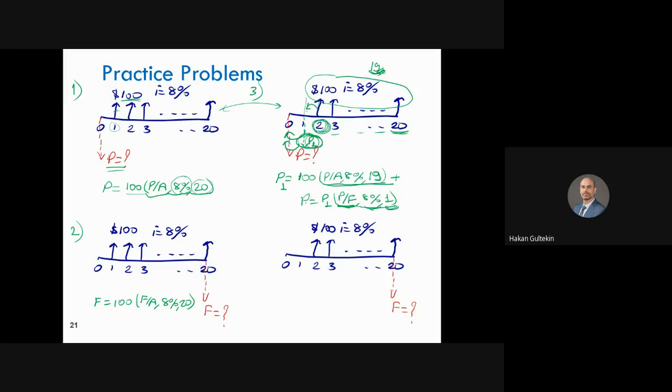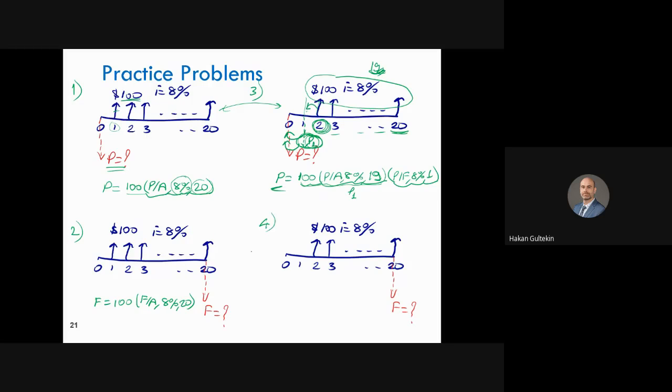And simply, you don't need to write this in such 2 stages, but you can just write it in a single stage, because I know that this part over here is P1 already, and I will just multiply it by P given F, 8%, and 1. So first find this value in the table, and find this value in the table, and multiply them all together with 100, and you will find P. That's it. Okay? Any questions? I hope it's clear.